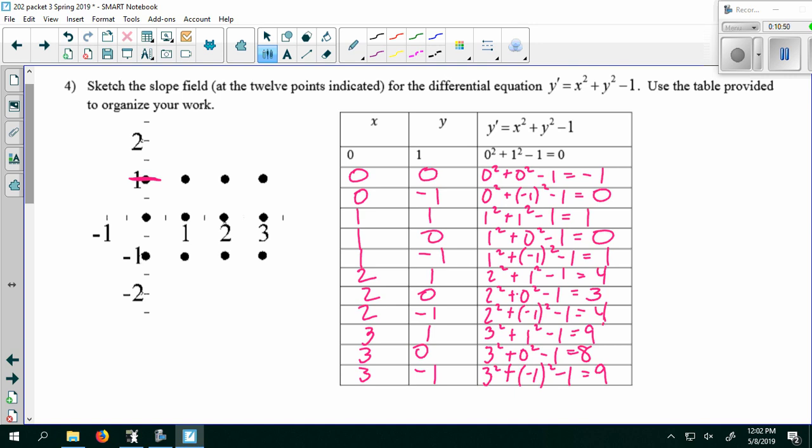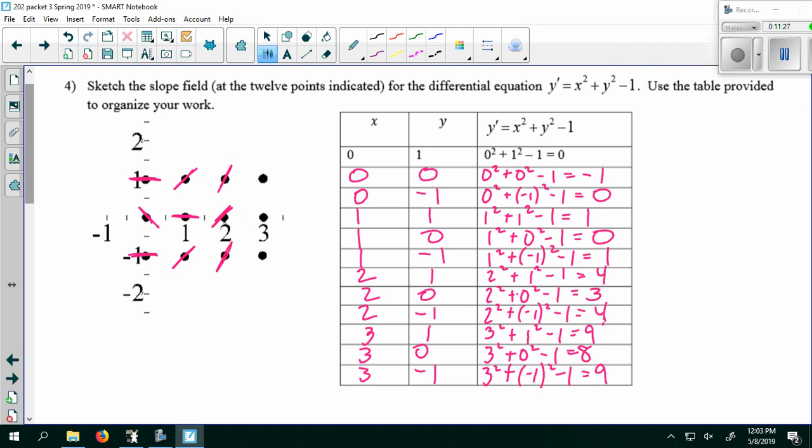So at (0, 0), the slope is negative 1. At (0, -1), the slope is 0. And then at (1, 1), my slope is 1. At (1, 0), slope is 0. At (1, -1), slope is 1. At (2, 1), my slope is 4, steeper. At (2, 0), the slope is 3, slightly less steep than the last one. At (2, -1), the slope is 4.